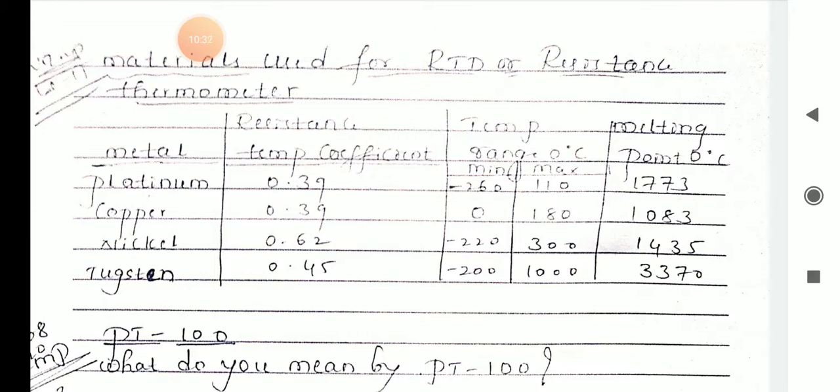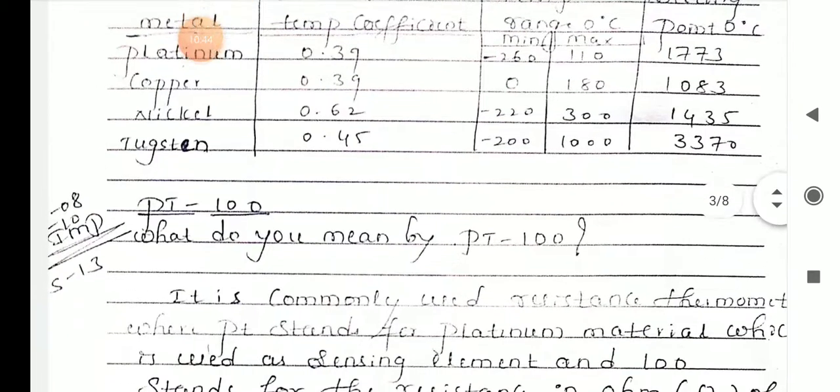So these are the materials for RTD or resistance thermometer. It is also very important for 2 marks, or in the exam they will ask some questions related to materials. Okay. So next, PT100.